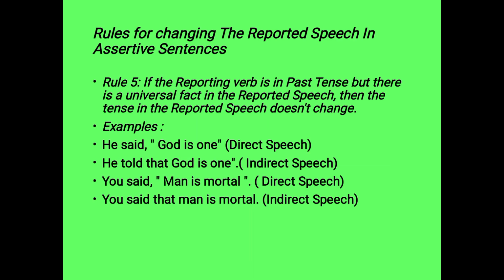So rule number five is: if the reporting verb is in the past tense, but there is a universal fact in the reported speech, the tense in the reported speech doesn't change. For example, he said, "God is one." He told that God is one. Now you see that God is one is a universal fact, a universal truth, so it cannot be changed. It will be retained as it is.